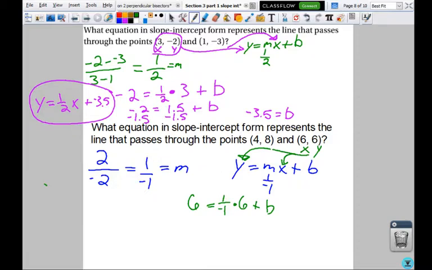What if we didn't change 2 over negative 2? You're still going to get the same answer. But you might have to... Yeah, it should still be the same answer.